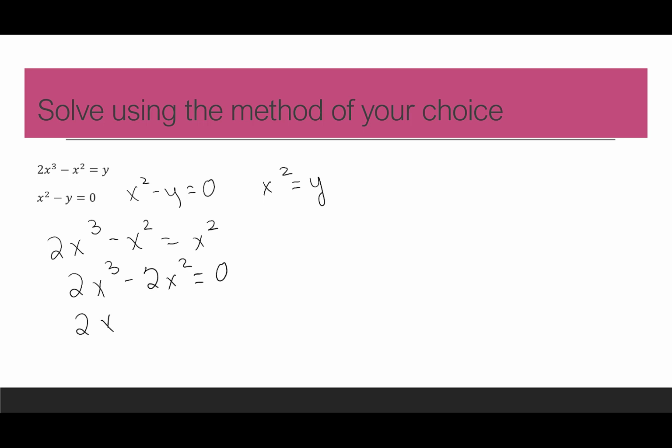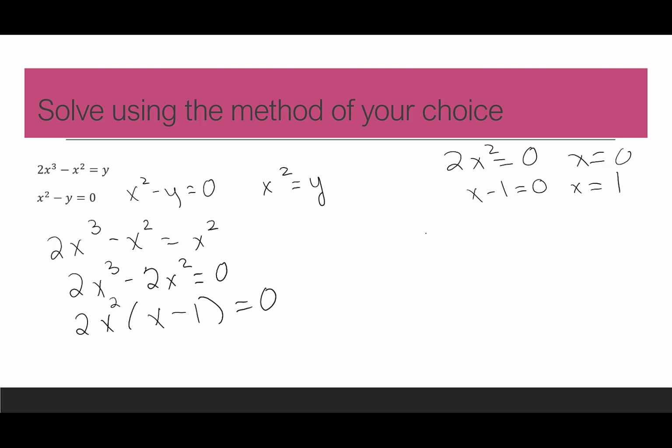I'm going to factor out a 2x. And actually, we can factor out 2x squared, which leaves us with x minus 1. So the 2x squared equals 0 says x is 0. And then x minus 1 is 0 says x is 1.